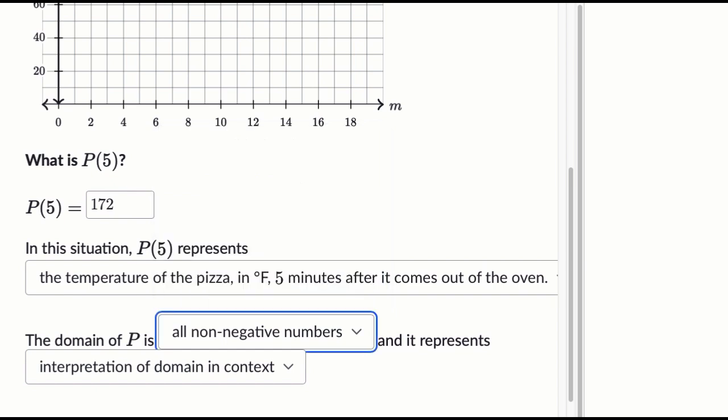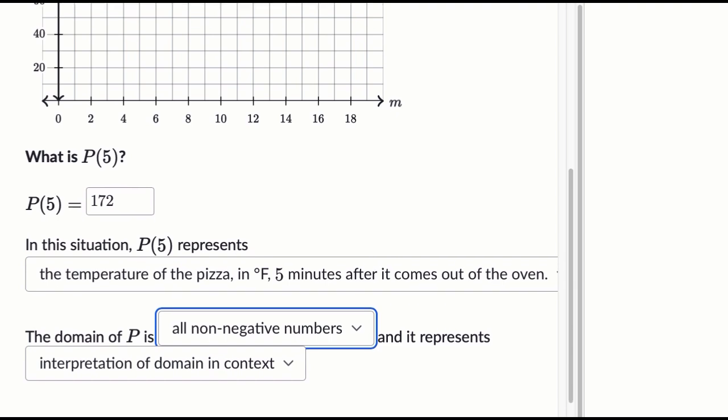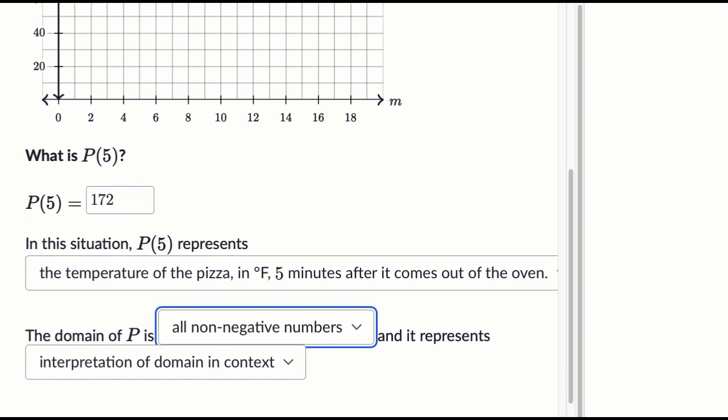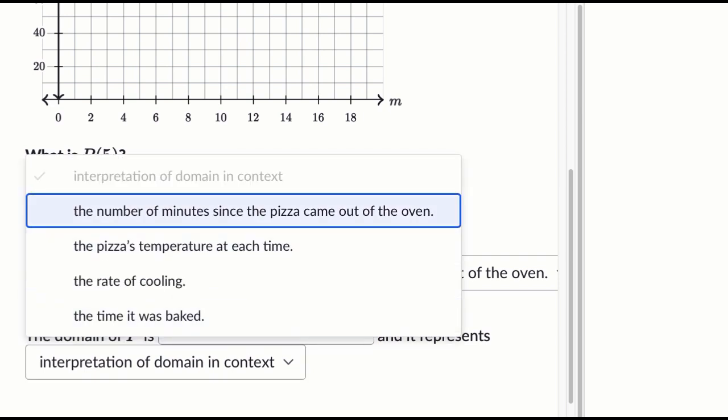That's the domain. And what does the domain represent? Well, it's time after taking it out of the oven. Let's see, the number of minutes since the pizza came out of the oven. Yeah, that's not the pizza's temperature at each time. We're just thinking about the domain, the number of minutes since the pizza came out of the oven. That's essentially this m right over here.